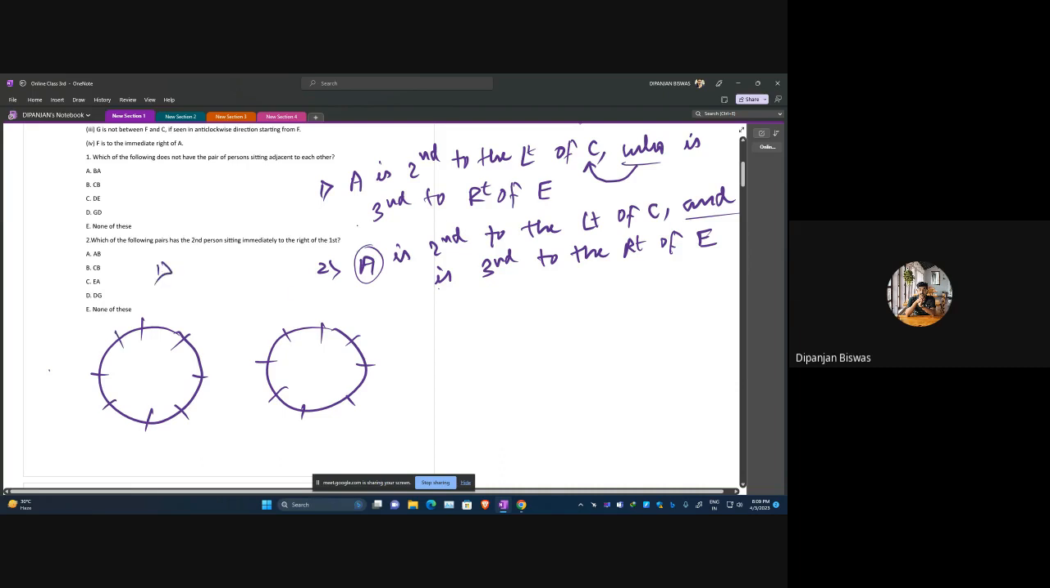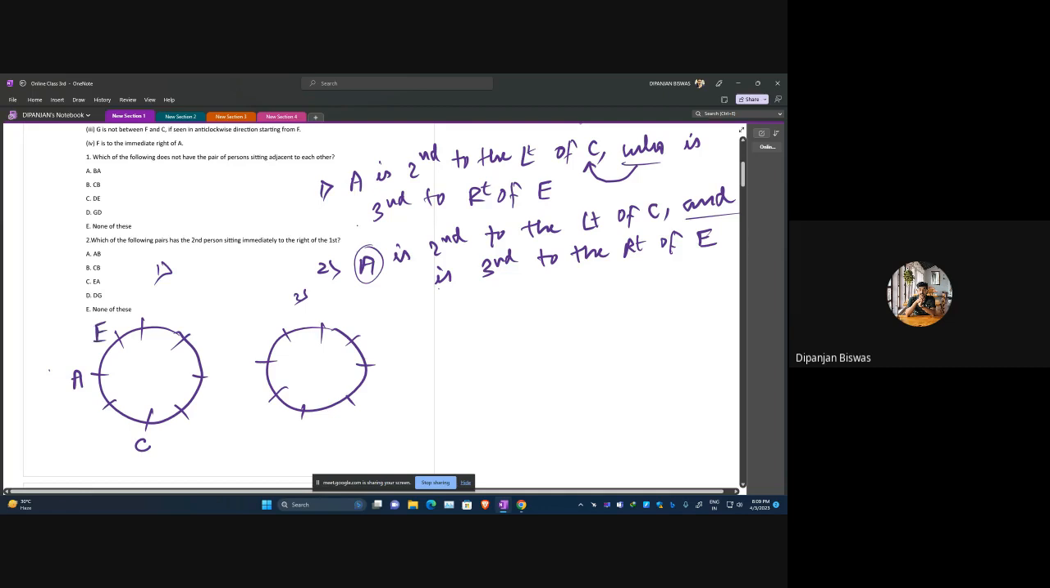That is the first statement. Here we will draw the second statement. In the first statement, it is said A is second to the left of C. So let us take C here. A is second to the left of C. So here should be A, comma, C who is third to the right of E. So C should be third to the right of E.